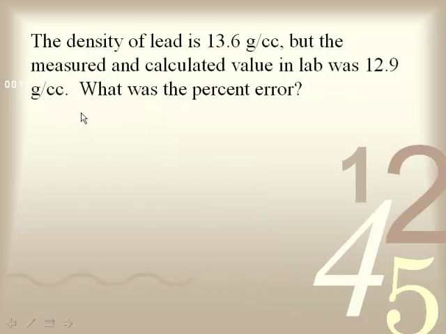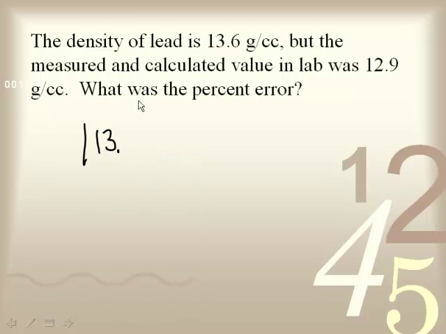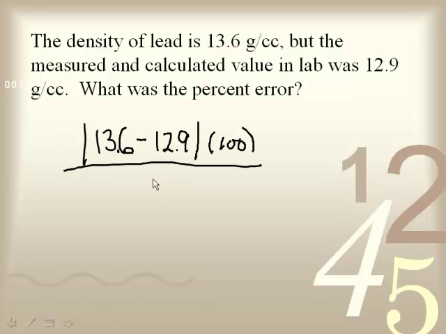Alright, so here we go. We're going to take the absolute value of 13.6, because that's what the answer was supposed to be. And then we're going to subtract what we really got back in the lab, which was 12.9. And remember, that's an absolute value, times 100, because we want our answer to be a percentage. And then that is all divided by what the answer was supposed to be, which is 13.6.